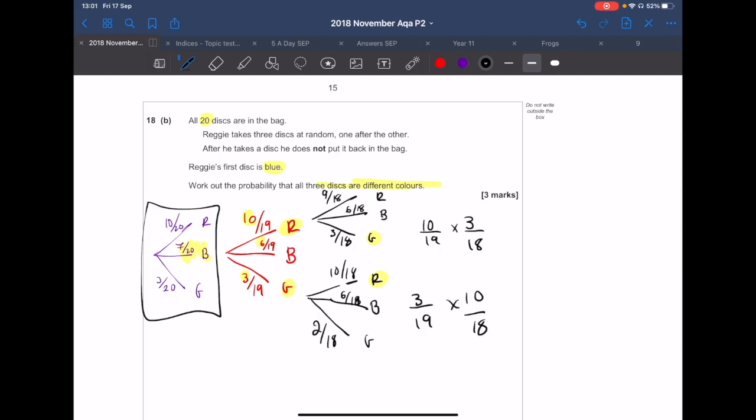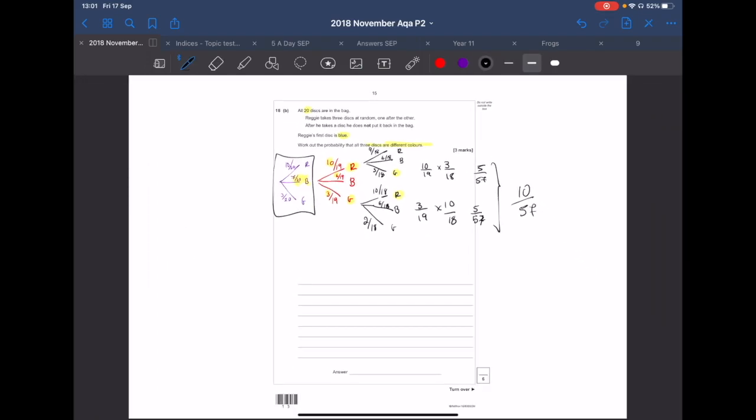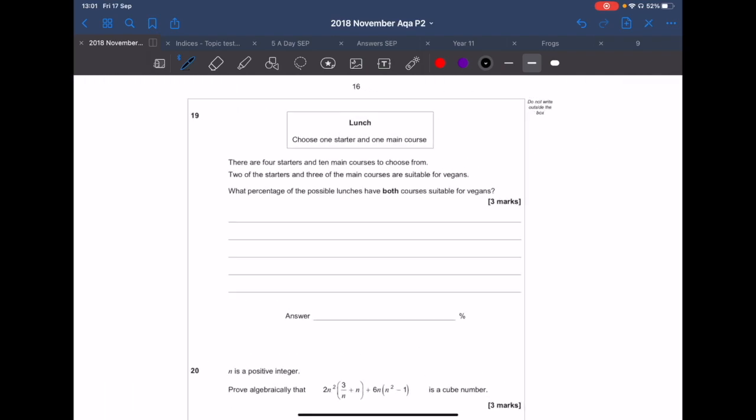So let's do a look for you guys. Fraction button, 10 over 19 times fraction button again, 3 over 18. And that gives us 5 out of 57 and 5 out of 57. So what we do with these 2 is we add them. So therefore our answer is 10 out of 57. 10 out of 57 for that question. Right, continuing on.